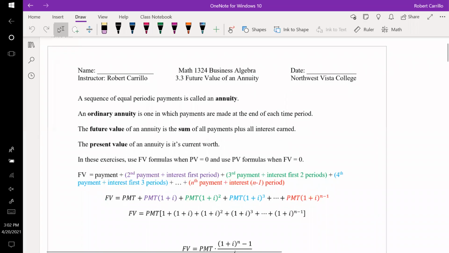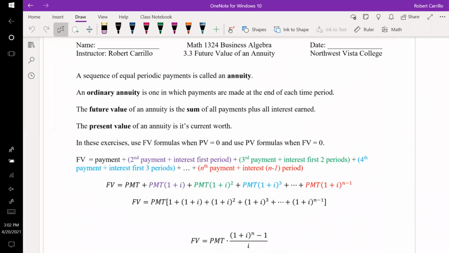Okay. So a sequence of equal periodic payments is called an annuity. An ordinary annuity is one in which payments are made at the end of each time period. The future value of an annuity is a sum of all payments plus all interest earned. And the present value of an annuity is its current worth. In these exercises, use future value formulas when present value is 0 and present value formulas when future value is 0.